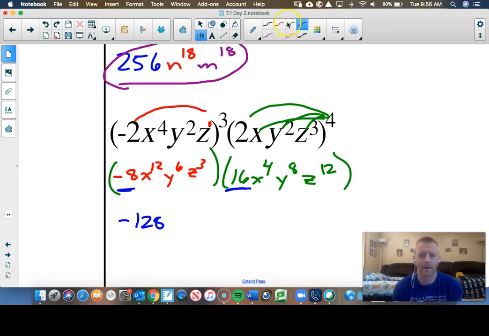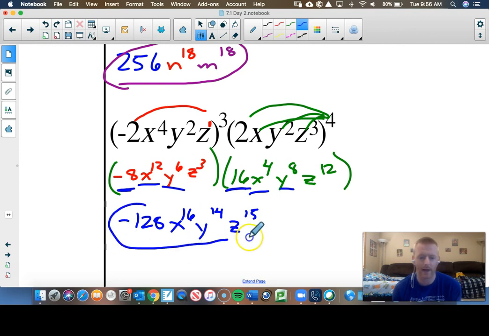And then we're going to have our next ones, x to the 12th, x to the 4th. When we multiply them, we add the exponents, so it becomes x to the 16th. Our y's get put together. We have a total of 14 y's, because 6 of them and 8 of them together makes 14. And then our z's, we have a grand total of 15, because when we multiply, we add.